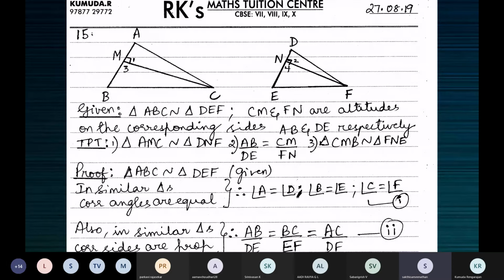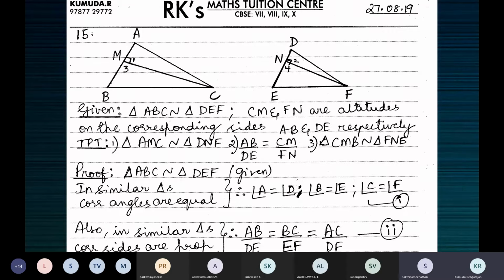SAS. Yes. Please tell me how will you use SAS? For the first one? For this one? Yes, ma'am. Okay, tell me. As triangle ABC is similar to triangle DEF, you will get AB by DE is equal to AC by DF, AB by DE is equal to BC by EF. So AB by 2 and DE by 2 is equal to AC by DF, ma'am. So you'll get AM by DN is equal to AC by DF, ma'am.